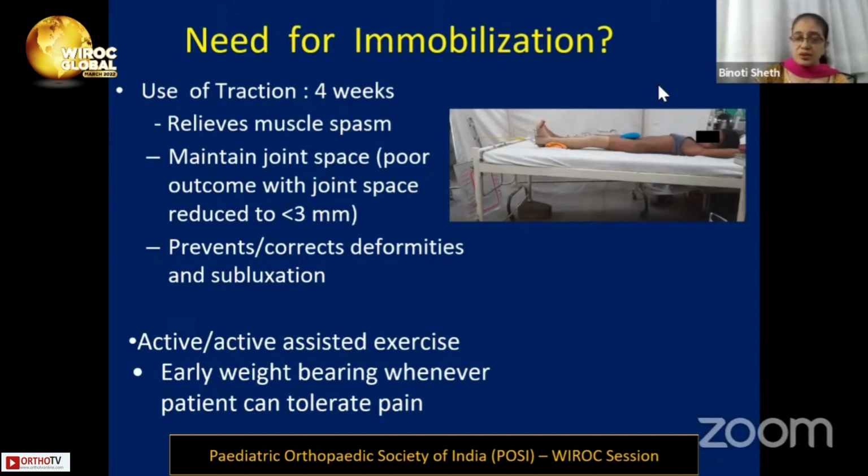But unlike earlier, when it was implemented for prolonged immobilization, now the concept is that you should have mobility with stability. So as soon as the patient is pain-free, you must start with active and active-assisted exercise and start with early weight bearing whenever the patient can tolerate pain. And this mobility will, in fact, help in regenerating the cartilage and getting a good functional outcome.